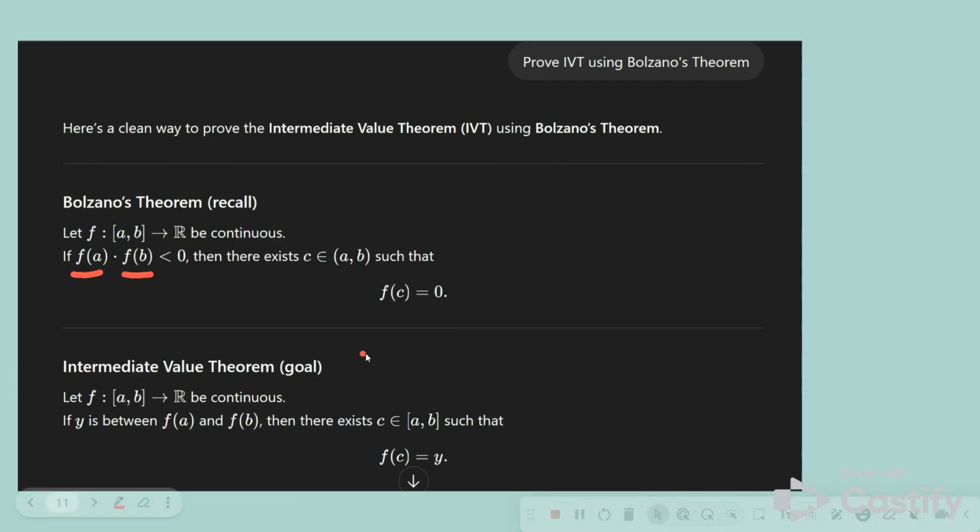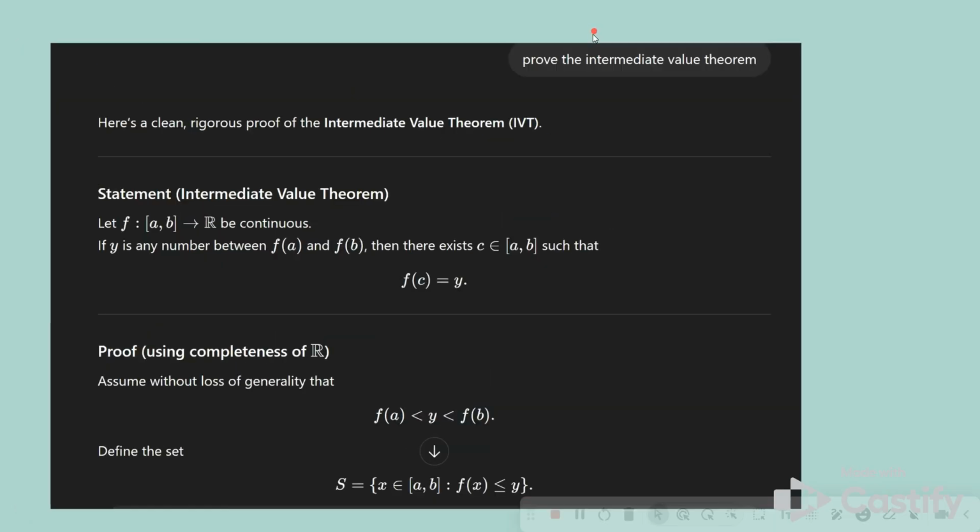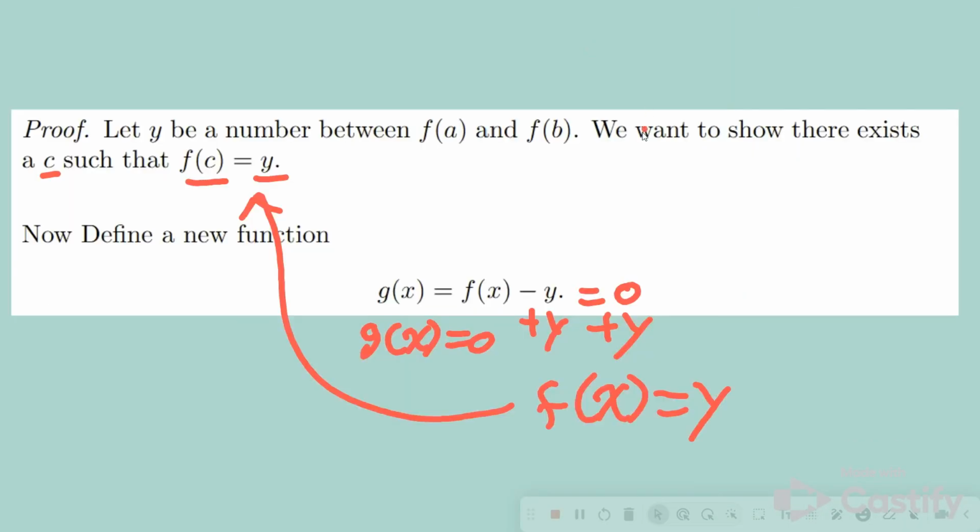The next issue I have with it is that it just says goal right here, which, as we said in our proof before, is that we always want to say what it is we want to show. But for us, all we want to show is f of c equals y.